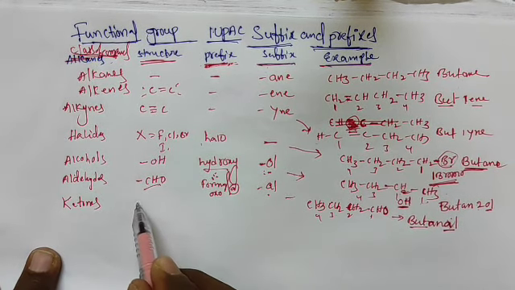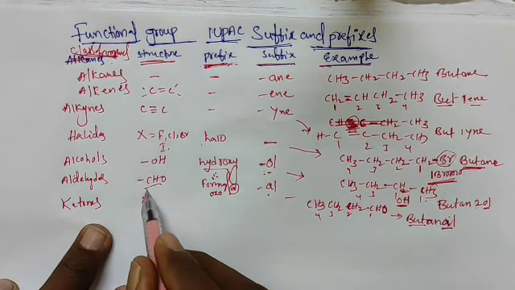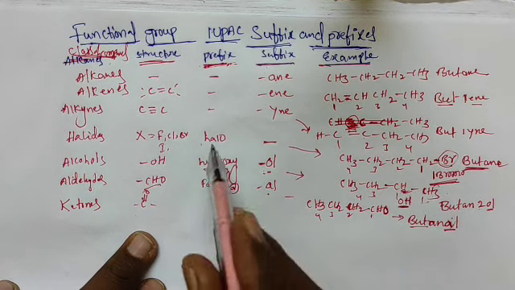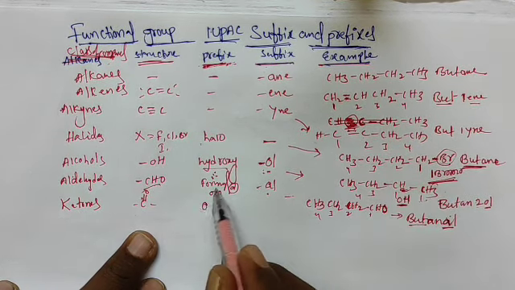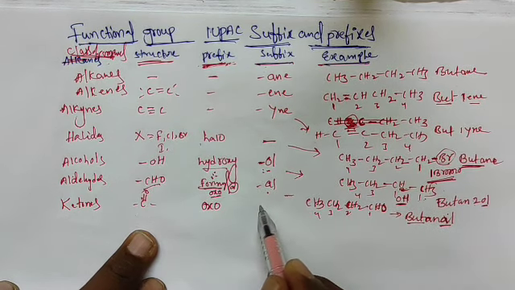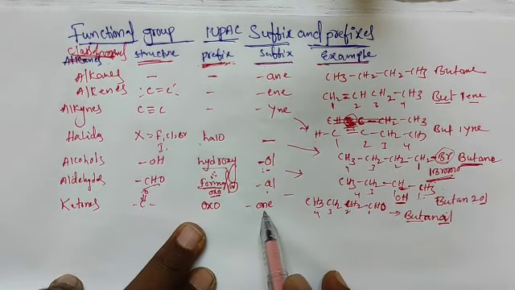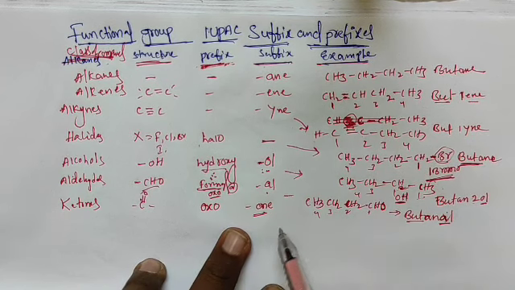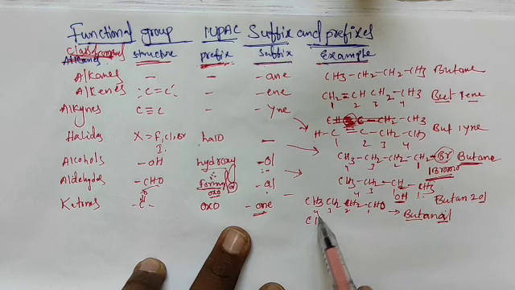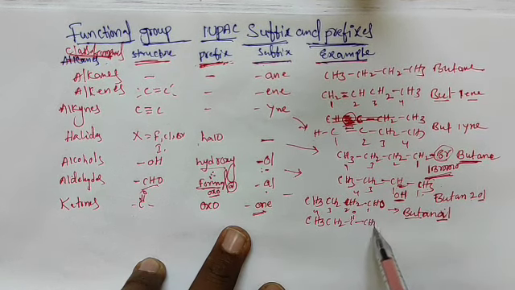Ketones. The ketone formula is C double bond O, like this. For ketones, the prefix is oxo, and if we take it as a suffix, it is ONE. For this one, the example is CH3, CH2, C double bond O, CH3.